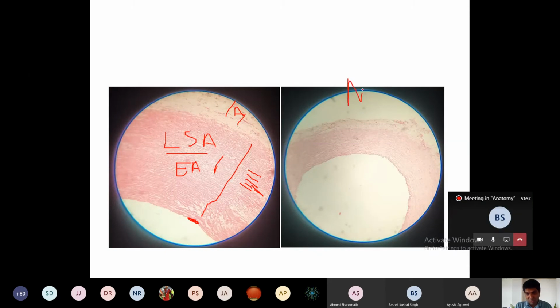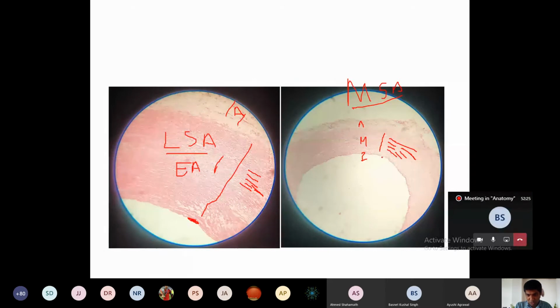Now this one is the medium-sized artery. In the medium-sized artery, here also you can see tunica adventitia, tunica media, and tunica intima. In the tunica media you'll see more muscle fiber, less elastic fiber but more muscle fiber. Smooth muscle fiber will be more here. This artery is also known as the function-wise distributing artery. So more muscle fiber is required here.